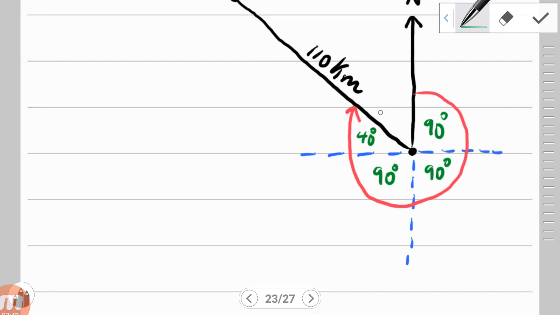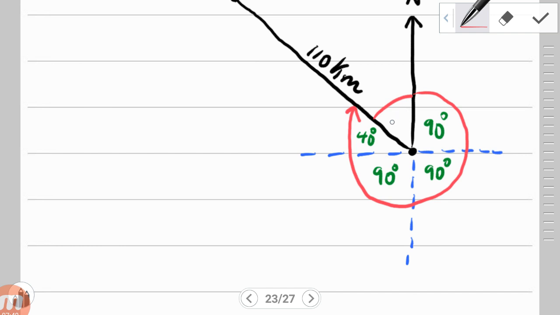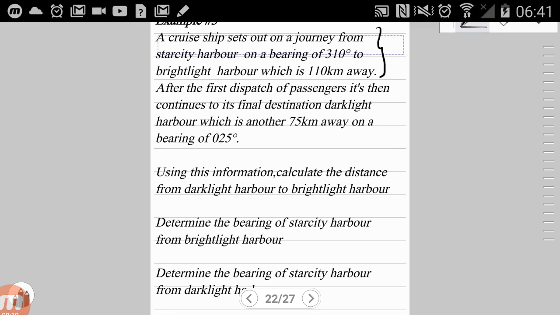And then therefore we could actually find this remaining angle over here, which is also going to be 50 degrees because the total angle here is 90. All right, so that will come in handy later on, and you're going to see in a moment. All right, so this here, our starting point, let me just erase this 90, and we're going to put right here for you that this is Star City Harbor. All right, and then here now is going to be Bright Light Harbor. All right, so that's basically the starting of that question. We're going to be attacking this next section of the problem now.